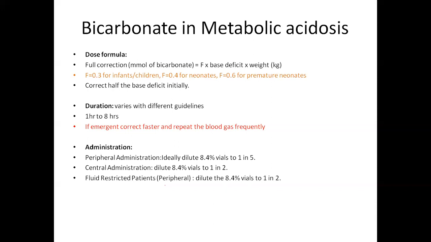But if you're dealing with AKI children, where your fluid status is already on the overload side and you cannot give that much fluid through the bicarb, and you have time for starting RRT, you can give 1:2 dilutions. In a central line, you can give it directly. No need to dilute in fluid restricted patients, but be careful with line extravasation. If it extravasates from a peripheral line, it can cause much damage to the tissues there.